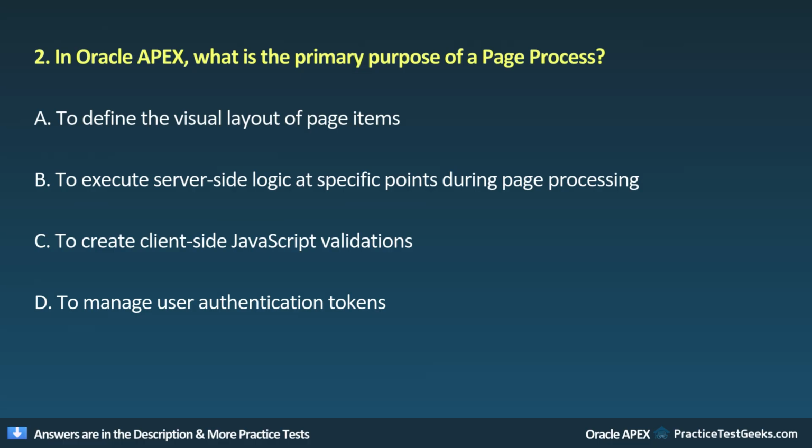2. In Oracle Apex, what is the primary purpose of a page process? A. To define the visual layout of page items. B. To execute server-side logic at specific points during page processing. C. To create client-side JavaScript validations. D. To manage user authentication tokens.